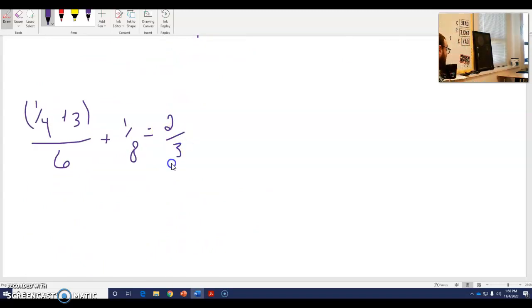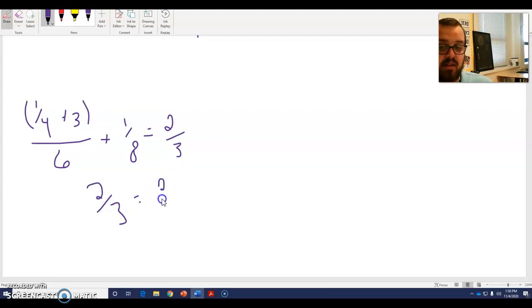So I'm going to take out my calculator. Go ahead and do my check step. I'm going to plug this in. Make sure I actually get 2/3 on that side. So 1/4 plus 3 over 6 plus 1/8. Okay, and you can see, put it in my calculator. Let me hold this up. Put it in my calculator, and I got 2/3. That means we are good to go.